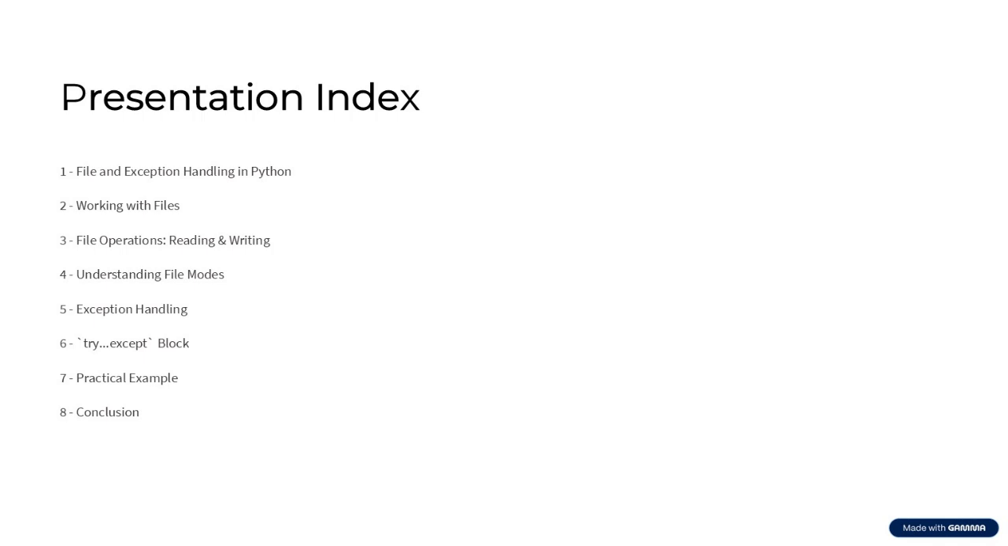First, file and exception handling in Python, then working with files. Third one is file operation, reading and writing. Fourth one is understanding file modes. Exception handling is fifth. Sixth one is the try except block. Seventh, we are talking about a practical example, and the last one is a conclusion.